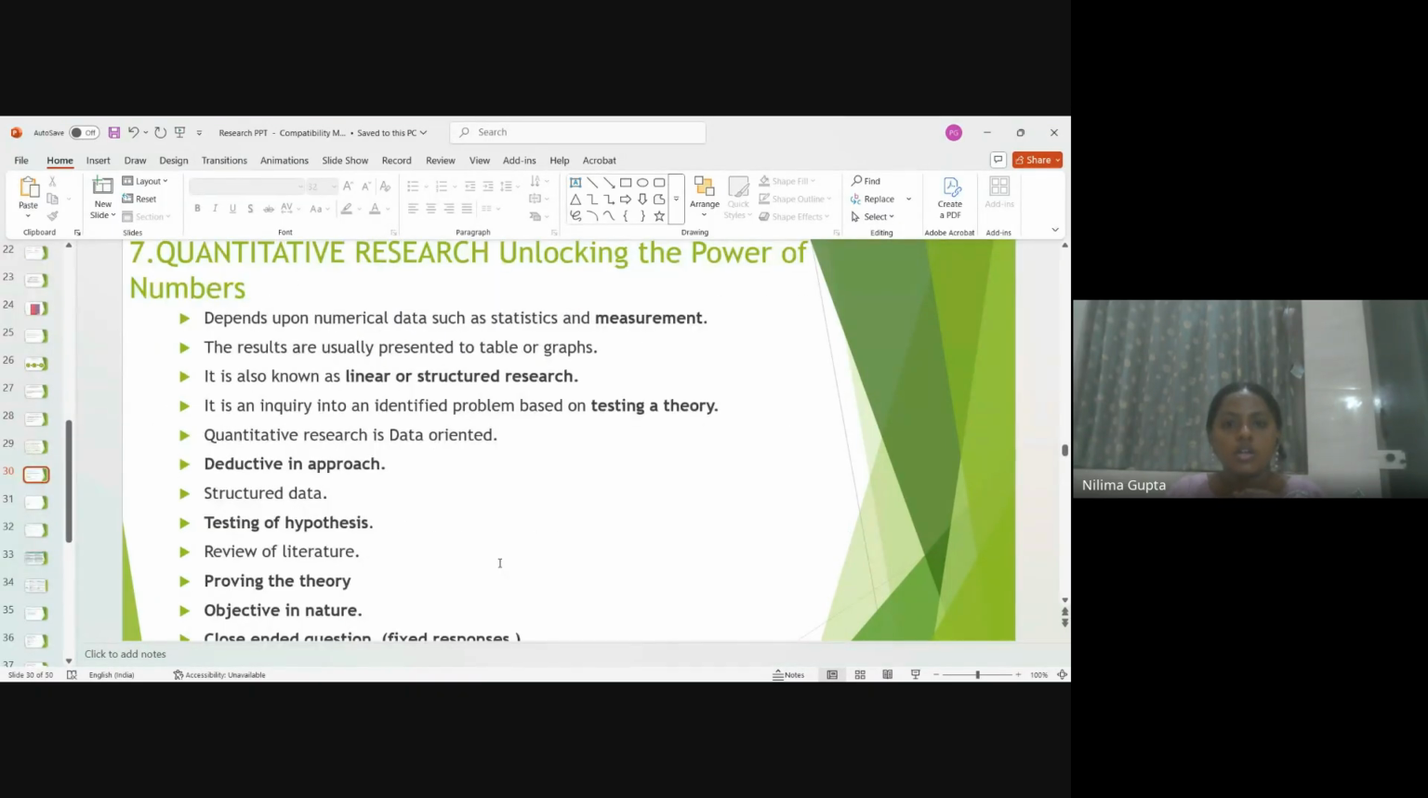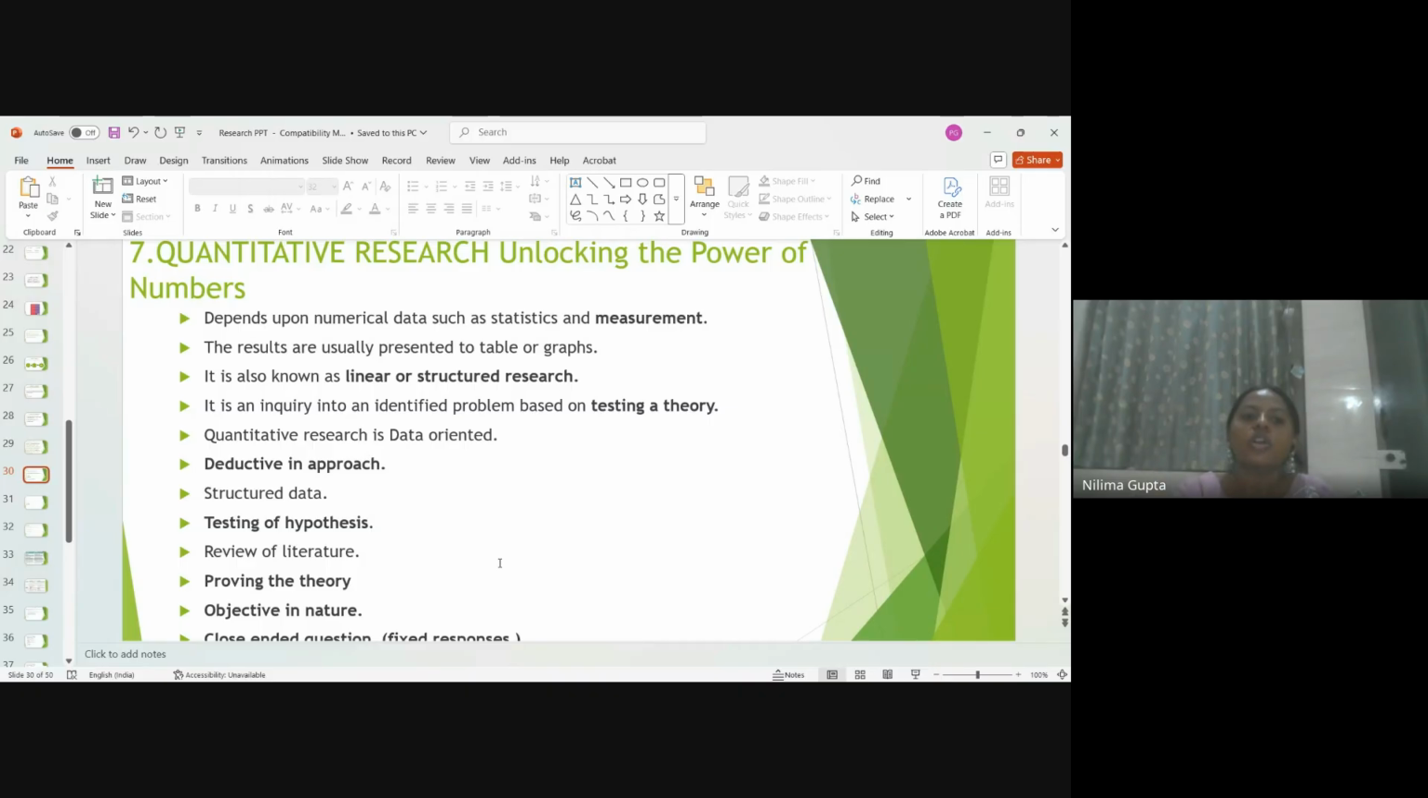Now, let us understand what quantitative research is, unlocking the power of numbers. All these important words that are highlighted are taken from previous year question papers, and this is what they ask you in a question. Everything depends upon this keyword. If you understand the keywords, you will be very easily able to solve any kind of question.